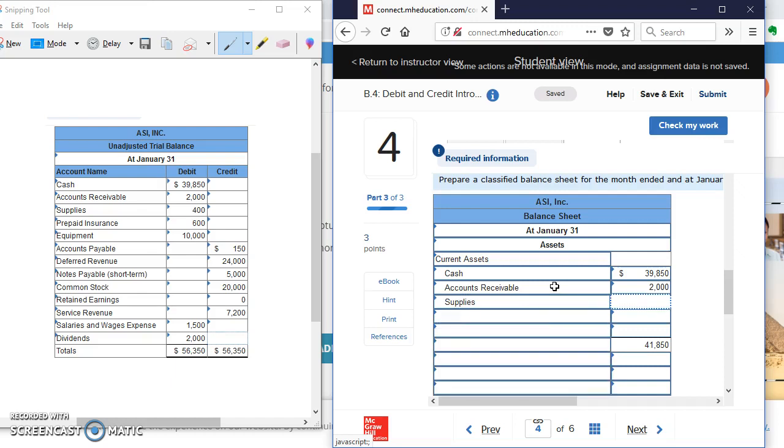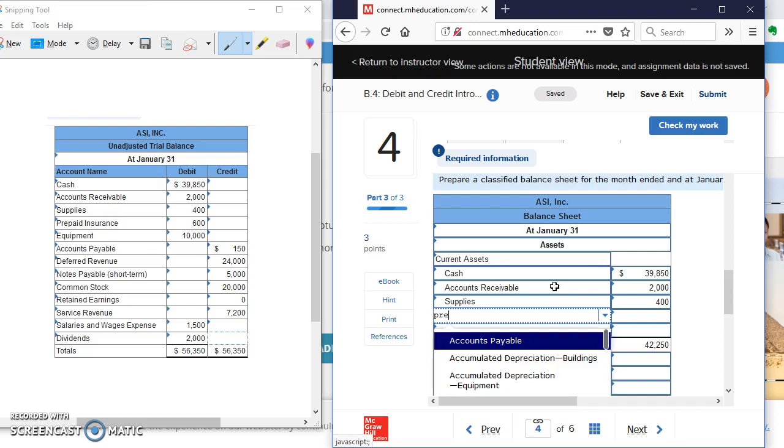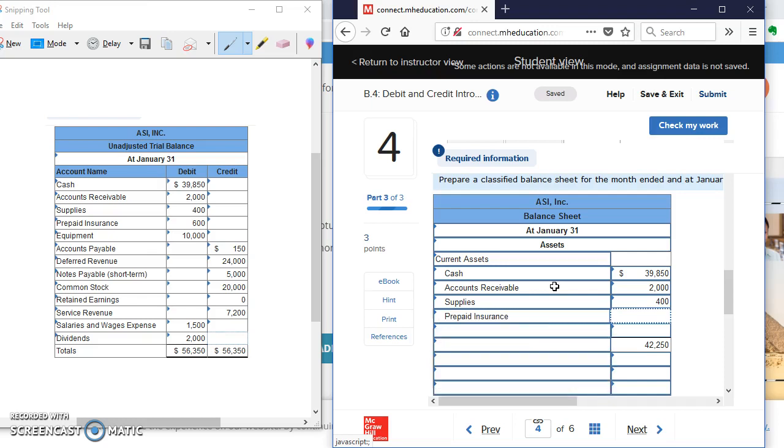You're going to use up pens, papers, pencils, and markers within a year, so supplies are generally current assets. Now prepaid insurance, in this case, is a current asset, but why? If you remember that $600, you have to go back to the transaction. We paid for 6 months of insurance in advance, and since we're going to use up that insurance within the next year, it's a current asset.